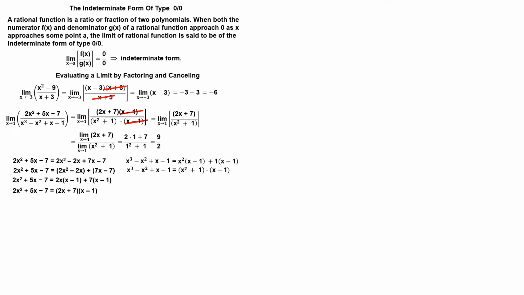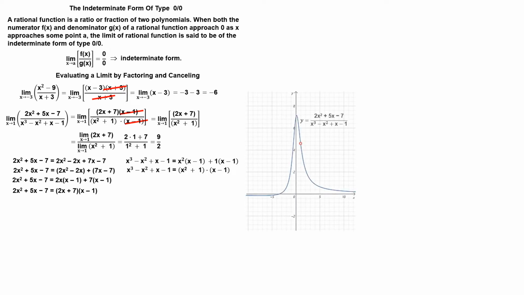The graph of the original function would be the same as the graph of the new rational function, with the single point 1 and 4.5 removed from the graph.